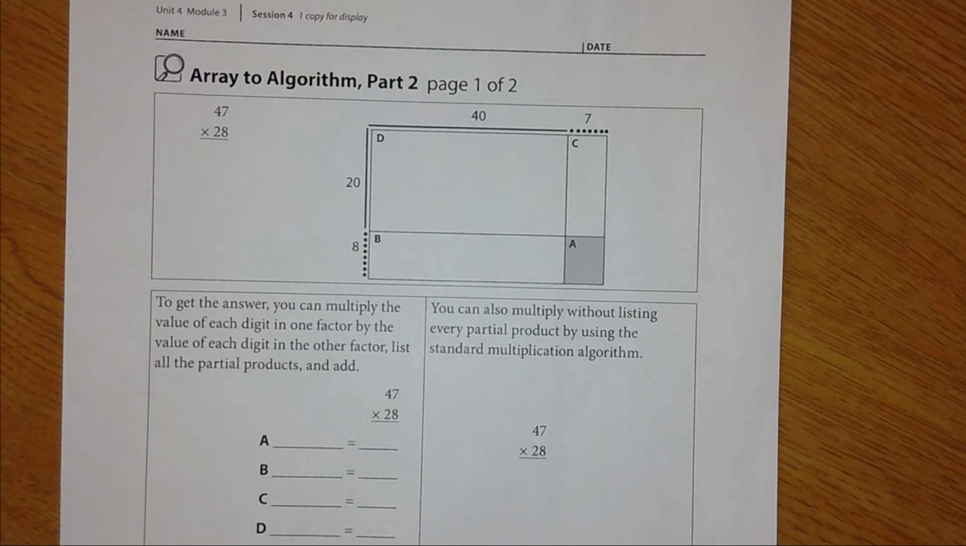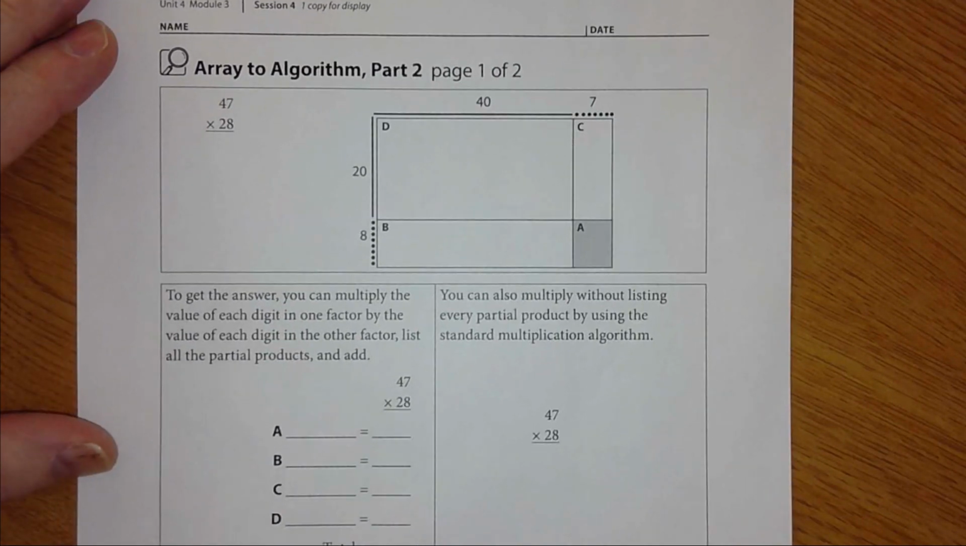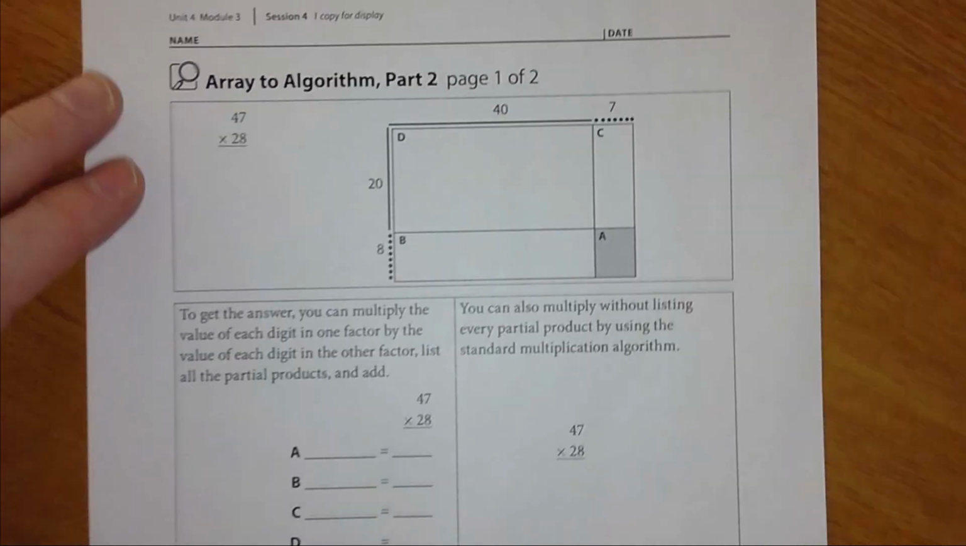What's our estimate going to be for 28 times 47? What are we going to round those to? What are we going to round them to? First we've got to round them, then get our estimate.